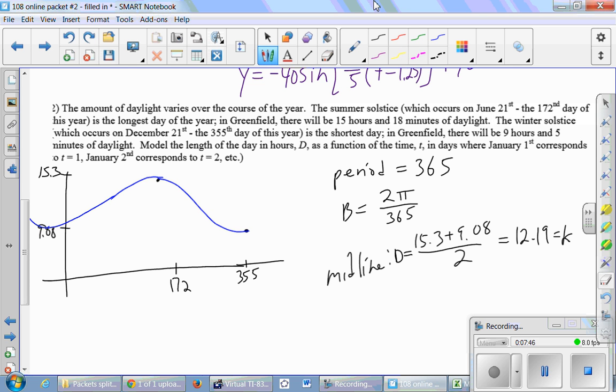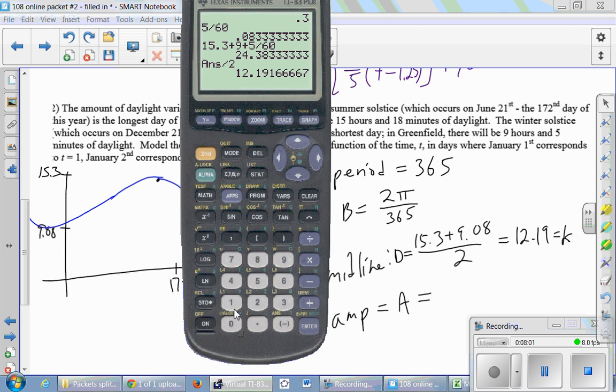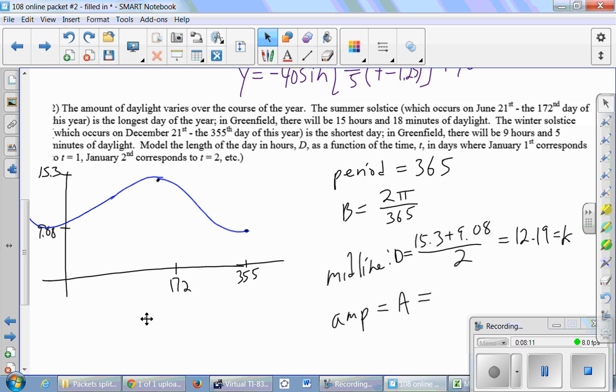Okay, so we've got those two pieces. The horizontal shift we can deal with last. Amplitude is the only other thing we'll need to handle right now. So it's the A value, and it's how far to get from this 12.19 up to the top. So if we did 15.3 minus that answer, 3.108, so about 3.11.